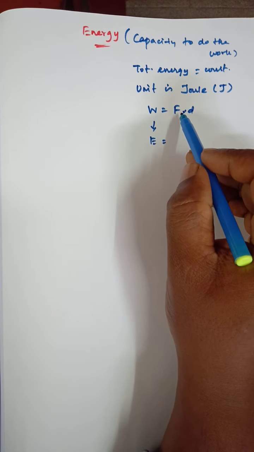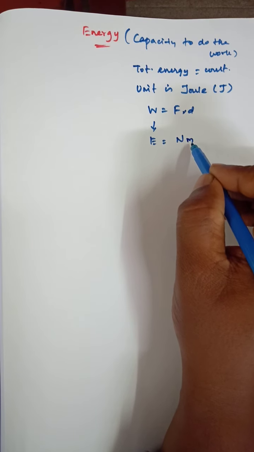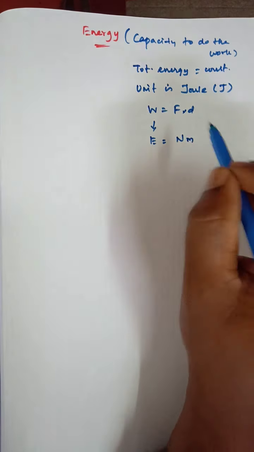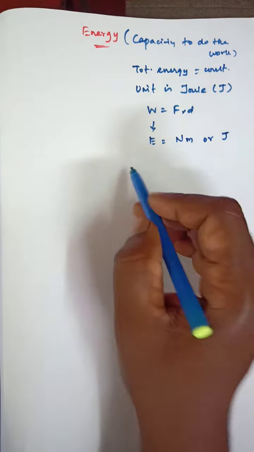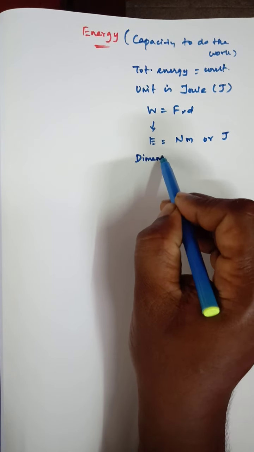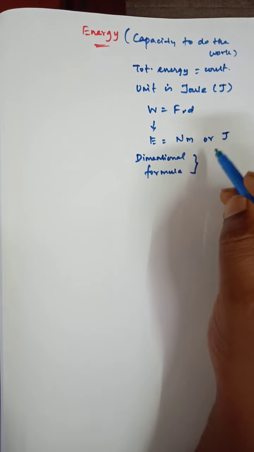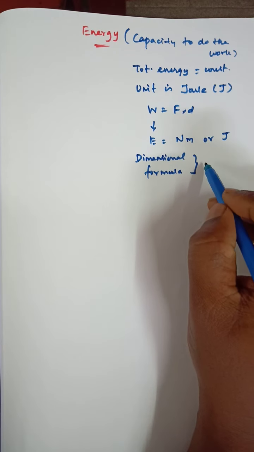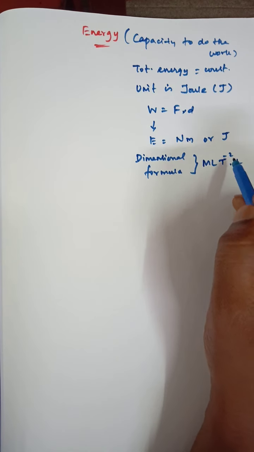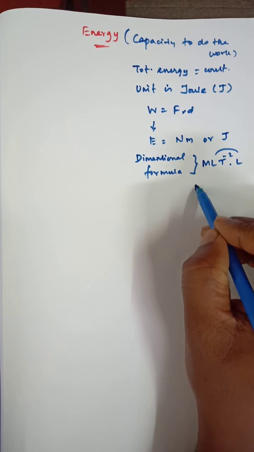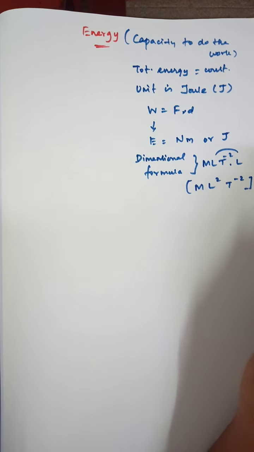So the unit of force is Newton. The unit of distance is meter. So Newton meter is also the unit of energy, or joule is also the unit of energy. Clear? Next we see the dimensional formula for this. F into D means: F is M L T inverse 2, then distance is L. So L into L gives L square. So write M L square T inverse 2. That is the dimensional formula for energy.